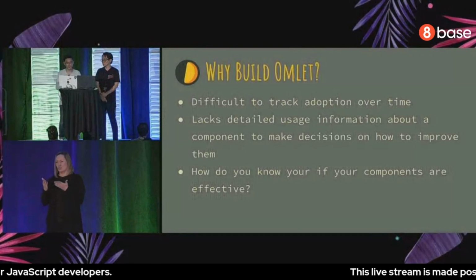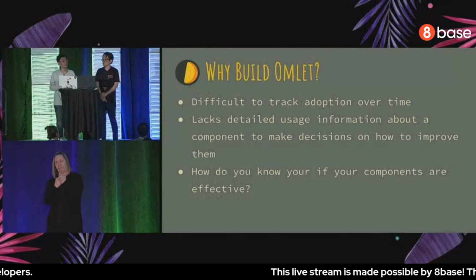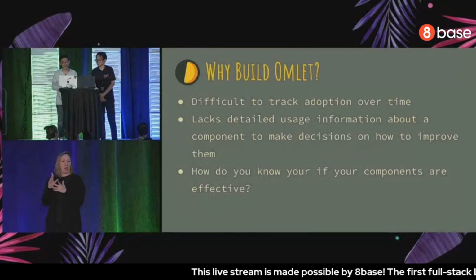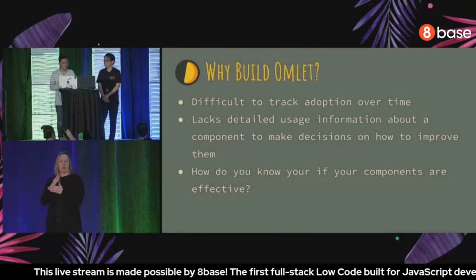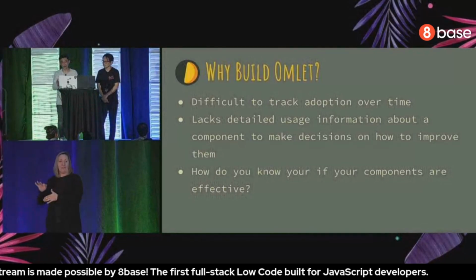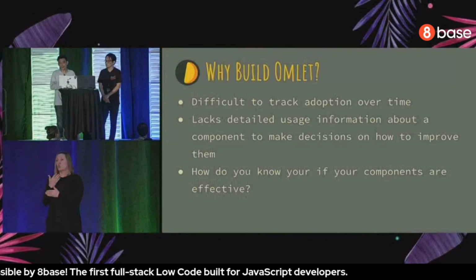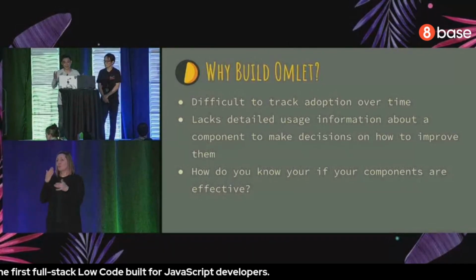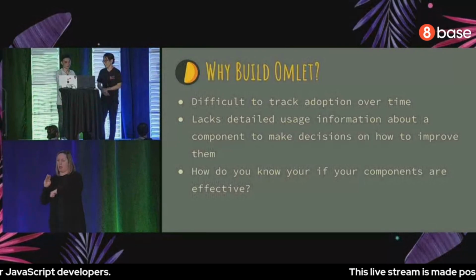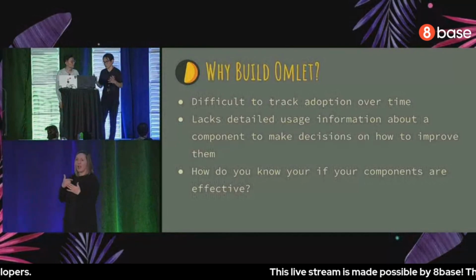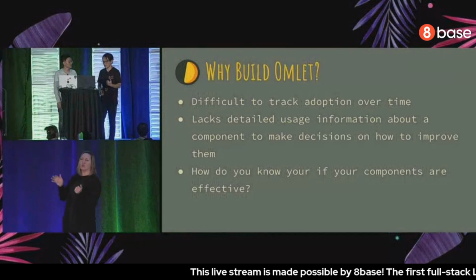Secondly, folks don't have detailed usage information about a component to make decisions on whether to improve or maybe even deprecate it. And lastly, if they do make changes or introduce new components into a design system, they don't know if they're effective. They don't know if they're being adopted. So those are the reasons why we built Omlet. Gotcha. I'm so glad I found a solution like Omlet right when we needed it. So should we just go into the demo?